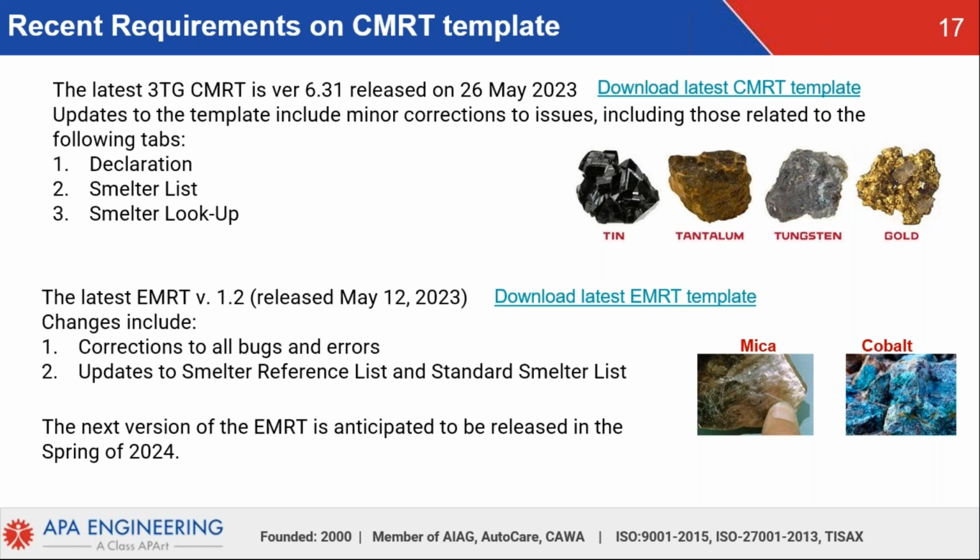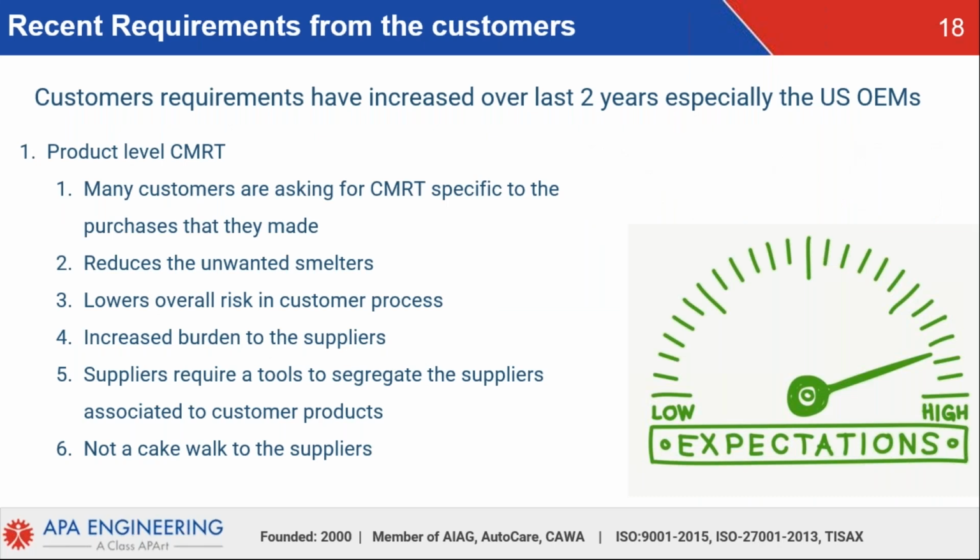Next, while the product level, these are the recent requirements from the customers. While the product level CMRT is most advisable, at least 2 years back, almost all the companies were accepting the company level CMRTs, which means less work to the supplier and one CMRT preparation is only one time. And once the supplier prepares the company level CMRT, they can submit the same to all the customers.